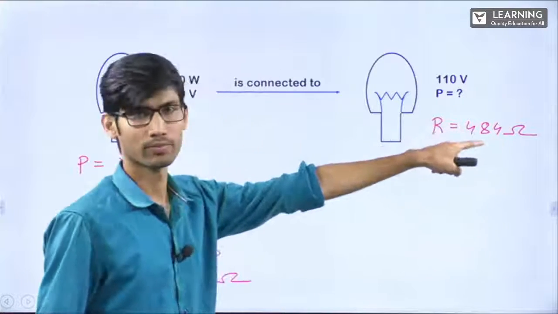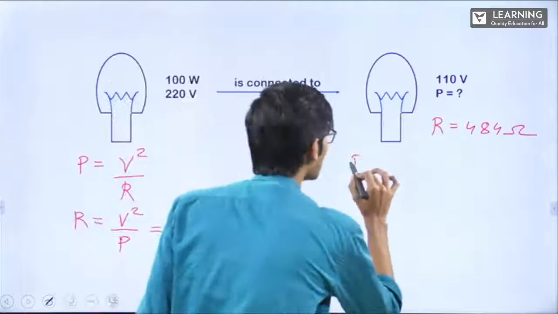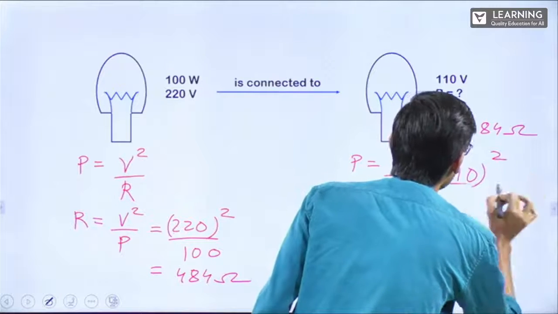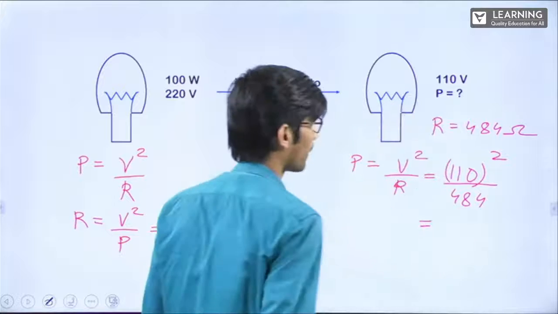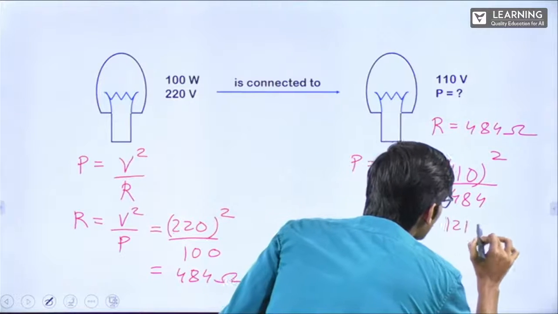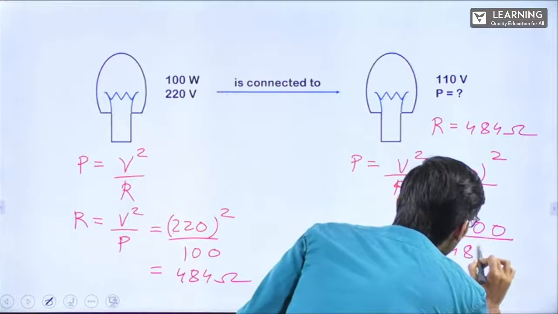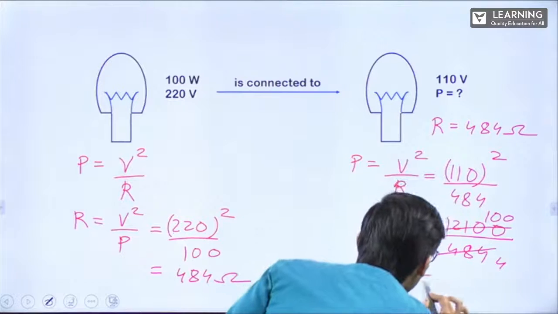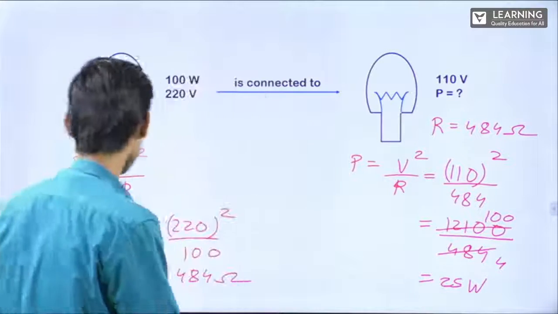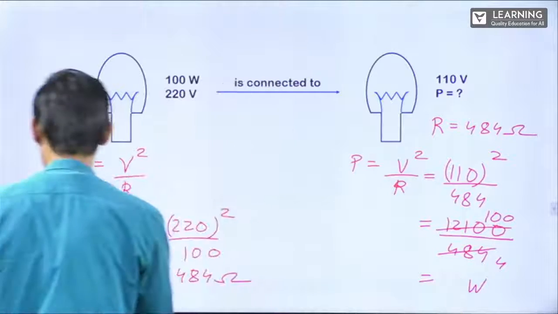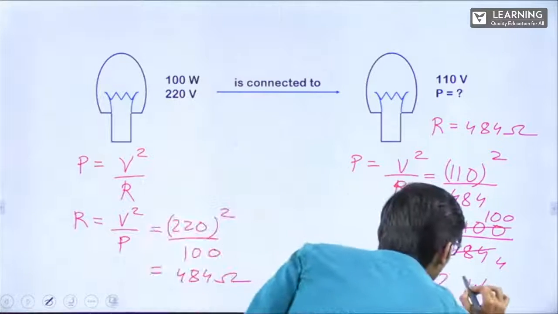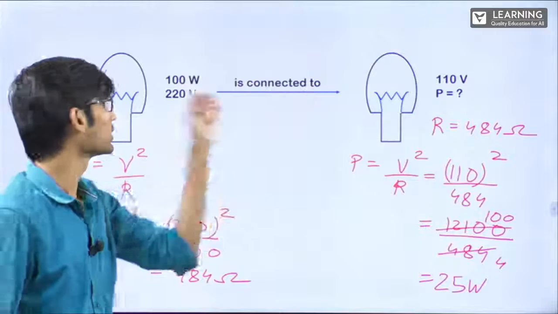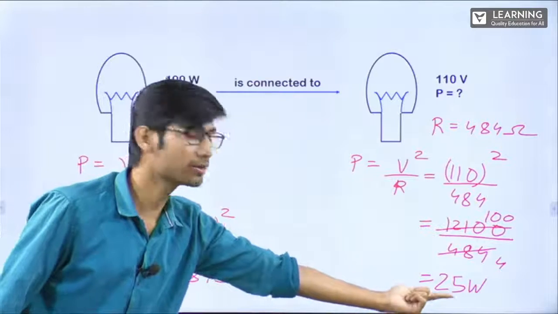Now we know resistance, we know voltage. Can I write power? Yes. Power is equal to V square by R, that is 110 whole square by 484. That is equal to 12100 divided by 484. 121 hundreds are, 121 fours are. 100 by 4 is 25 watt. Clear? If we reduce the voltage, the power dissipated in the bulb will be 25 watt.